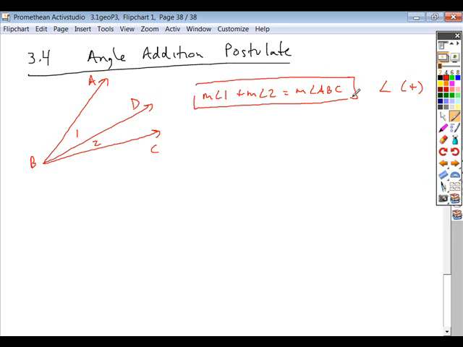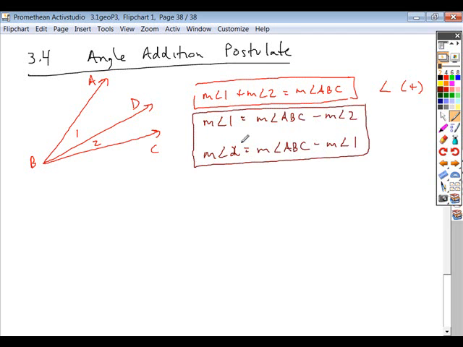Now, just like the segment addition, there's two variations off of this. They're both based on the fact that if the sum of the parts is equal to the whole, then each individual part is equal to the whole minus the other part. So again, this is just like with the segment addition. You have the relationship that the whole is equal to the sum of the parts, or you have the relationship that the part is equal to the whole minus the other part. This is still considered angle addition, even though there's no plus symbol in it.